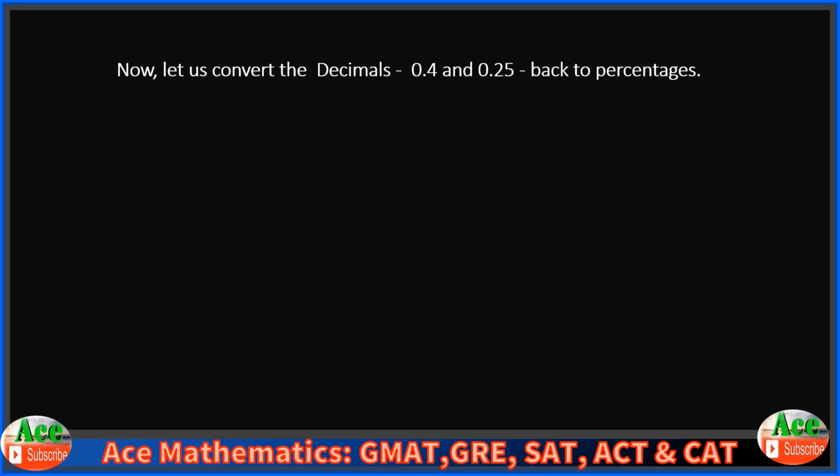Now, let us convert the decimals, 0.4 and 0.25, back to percentages. To convert the decimal 0.4 back to percentage, we need to multiply it by 100. 0.4 multiplied by 100 is equal to 40%. Similarly, 0.25 multiplied by 100 is equal to 25%.